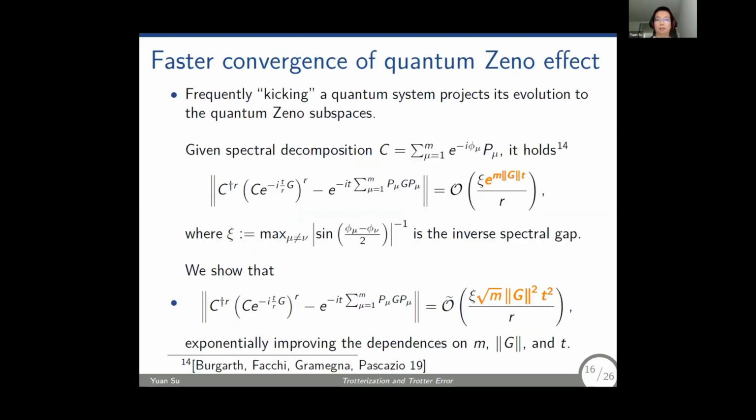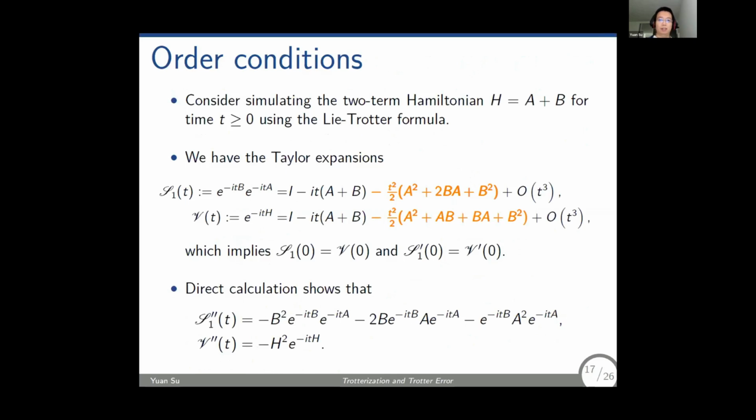Okay, great. So let's change the topic a little bit and talk about how you can analyze the performance of quantum simulation by Trotterization. Again, it'll be good to start with something simple. Let's say we have a two-term Hamiltonian, H equals A plus B, and we simulate that using the first order Lie-Trotter formula. Again, we can do Taylor expansions. We have the ideal evolution and also the first order Lie-Trotter formula.